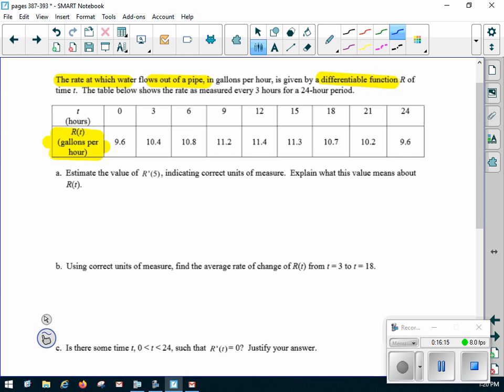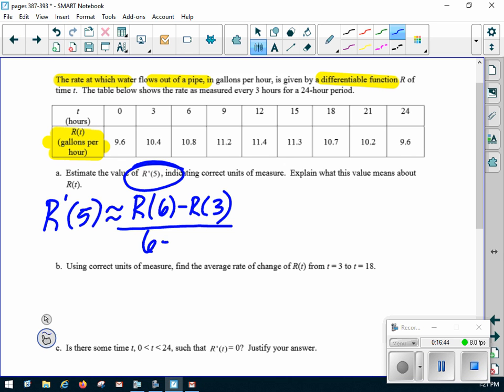Estimate the value of r prime of 5. From a table, how do we estimate a derivative? Slope of the secant line, right. Of what 2 points if I'm going to do 5? Okay, so r prime of 5 is going to be about r of 6 minus r of 3 over 6 minus 3. This is not a theorem right now. We're just approximating a derivative.